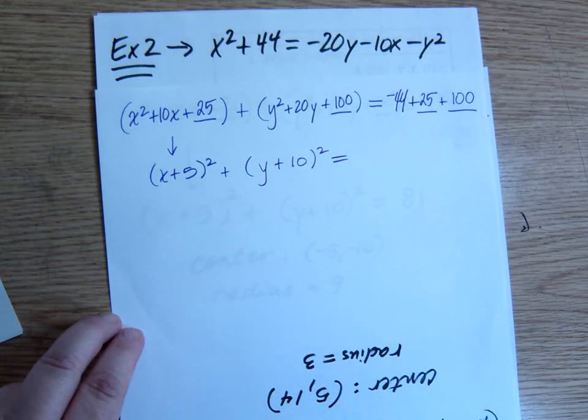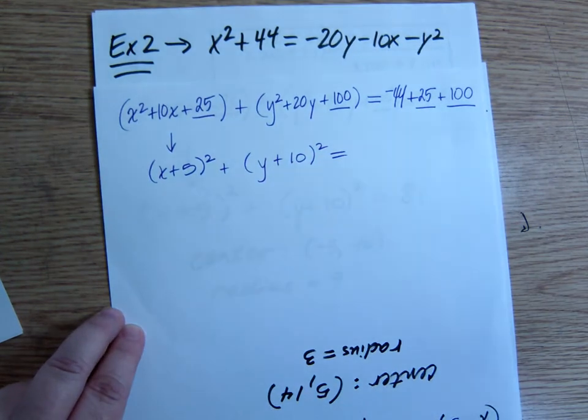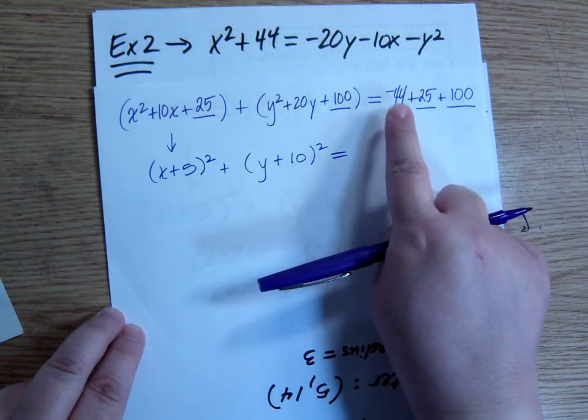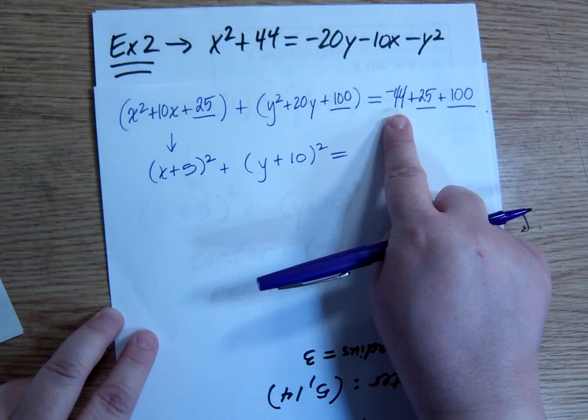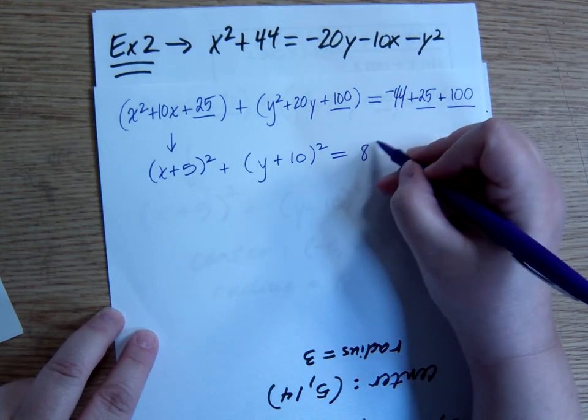What are we going to have on the right-hand side? I don't think so. This was a negative 44. That's why. Yeah, this one was a negative 44 because it was positive 44 on the left. If it had been positive 44, you'd be right. So this is going to be 81.